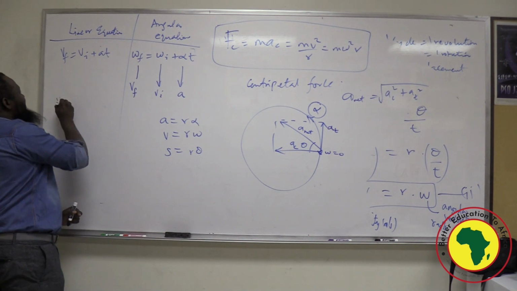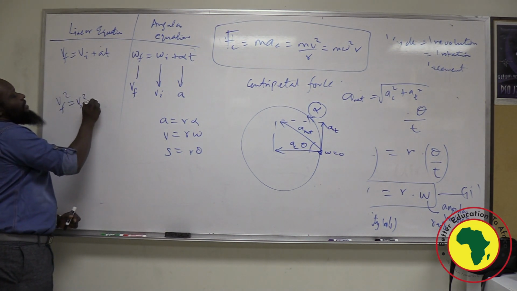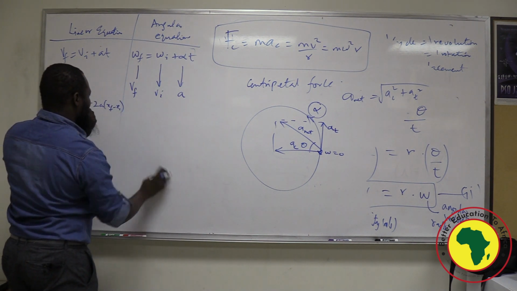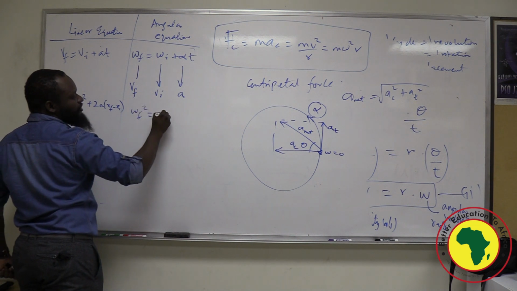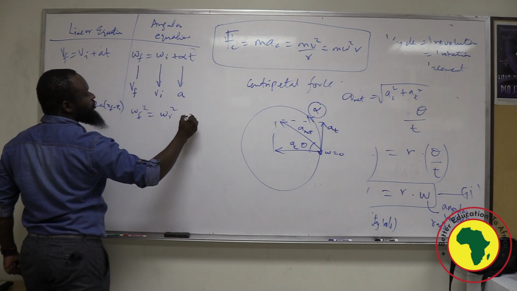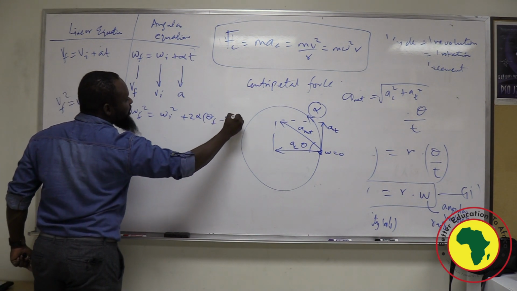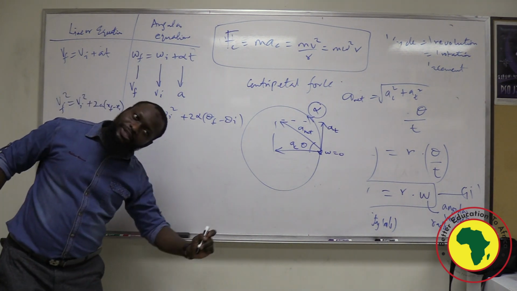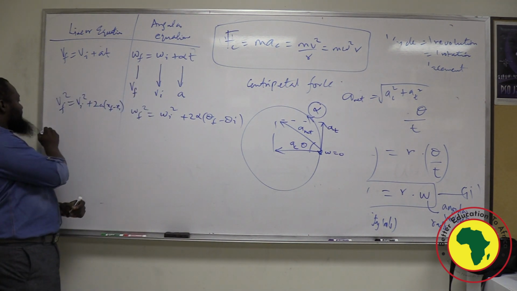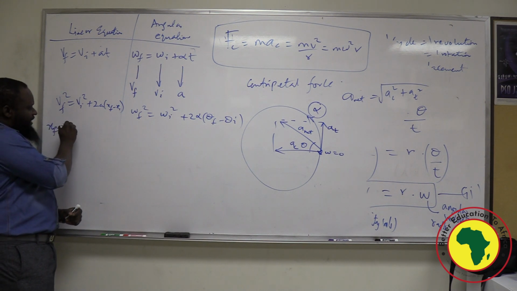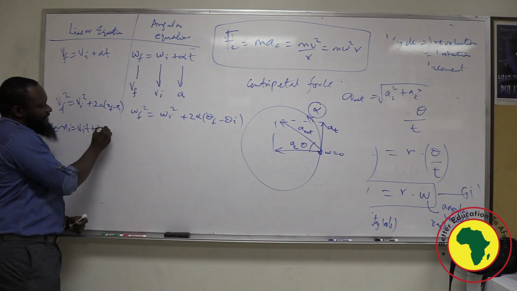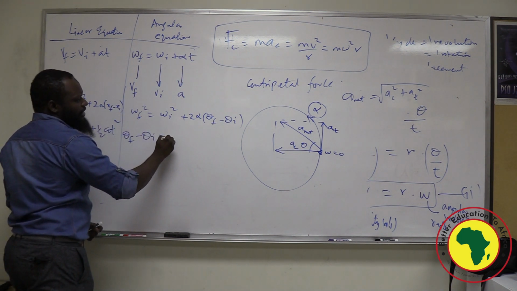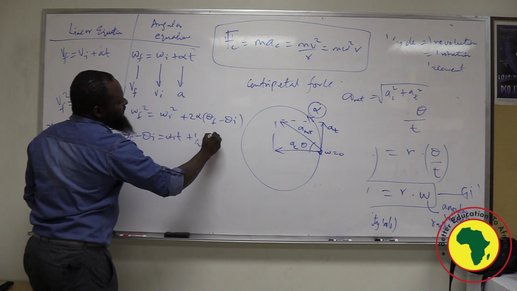Now the second equation is V final squared is V initial squared plus 2a times x final minus x initial. The same here: omega final squared is omega initial squared plus 2 alpha times theta final minus theta initial. So theta represents my x now. From linear displacement, I represent angular displacement. And the same, we have x final minus x initial is v initial t plus half a t squared. So the angular equation becomes theta final minus theta initial is omega initial t plus half alpha t squared.